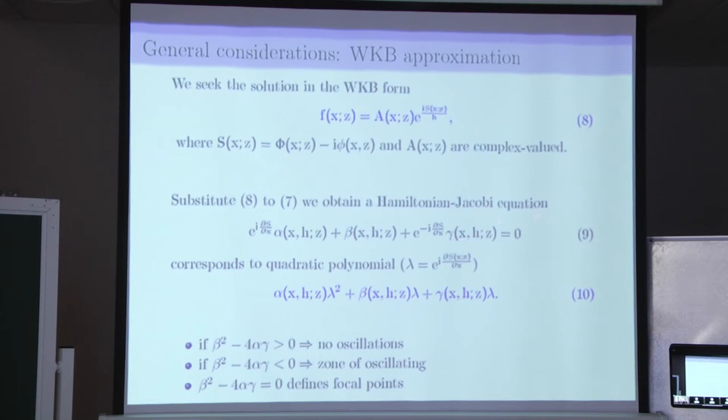And the characteristic polynomial corresponding to this equation has second order. In the domain where this polynomial has two complex roots, it is the domain of oscillations. In the domain where this polynomial has two real roots, it is the domain of decreasing, no oscillations. And this equation defines focal points, so the points of transition between these two domains.